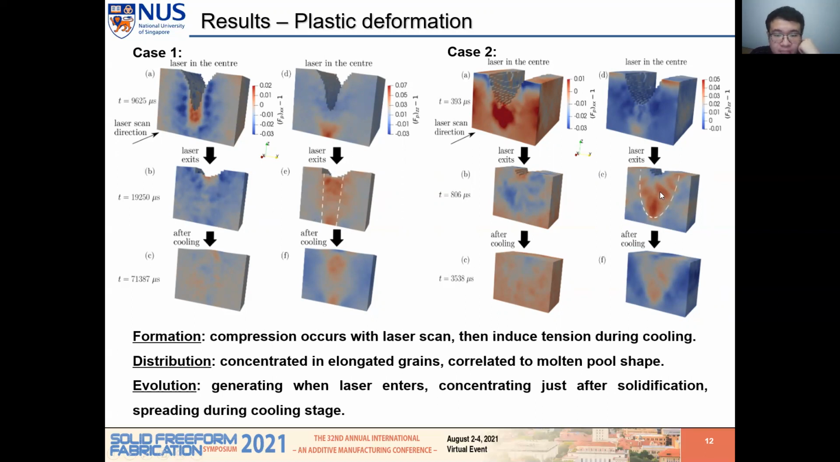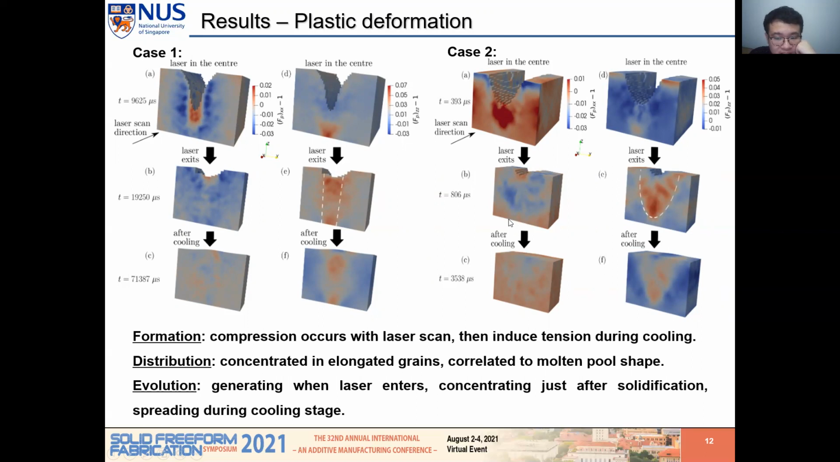especially along the Z direction. It's obvious here. So we can find the tension region shape resembles the molten pool shape, as a vertical strip in case 1 and an oval region in case 2. So this distribution also allows the patterns of the elongated grains. The difference between the two cases should be attributed to the process parameters.